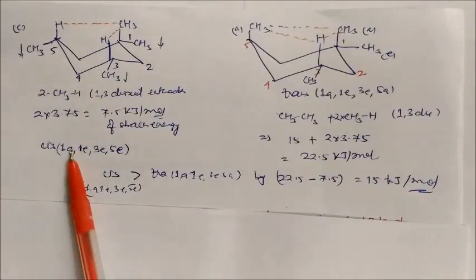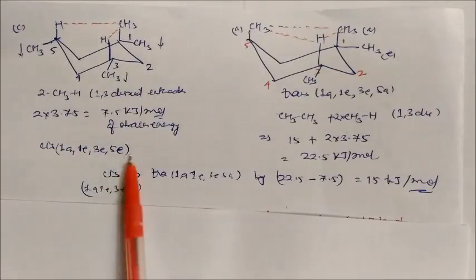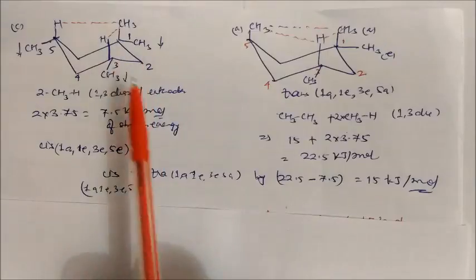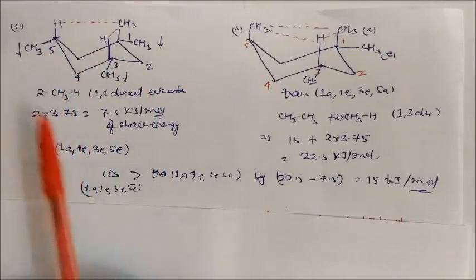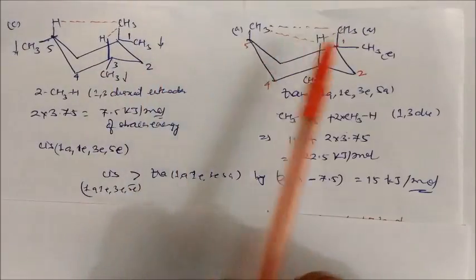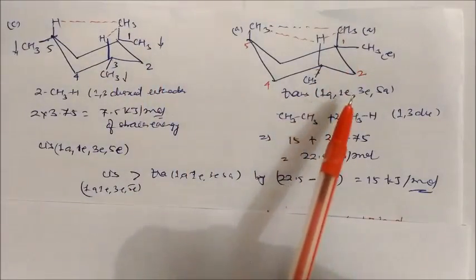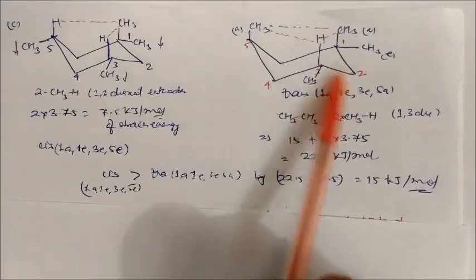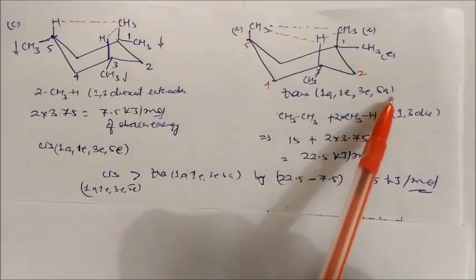This is cis 1A, 1E, 3E, 5E. In this case, on flipping, the axial becomes equatorial and the equatorial turns to axial. So you will get these structures. The trans 1A, 1E, 3E, 5A. Now you can calculate trans 1A, 1E, 3A, 5A.